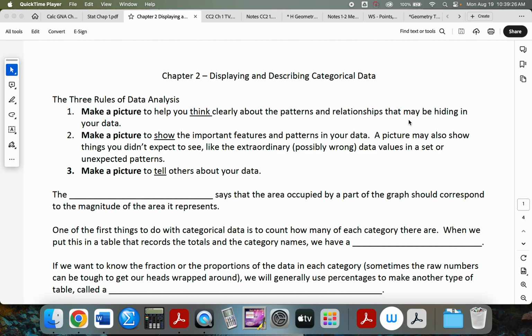So, why do you make a picture? One is to help you think clearly about the patterns and relationships. You can kind of see relative sizes, all those kinds of things. Make a picture to show the important features. A picture may show things you didn't expect to see, like an extraordinarily or possibly wrong data value in a set, or some unexpected pattern where you're like, oh, I didn't think that was going to happen. Or something like, why is this zero here in the middle of my data set? What's going on? And then also to communicate, to tell others about the data.